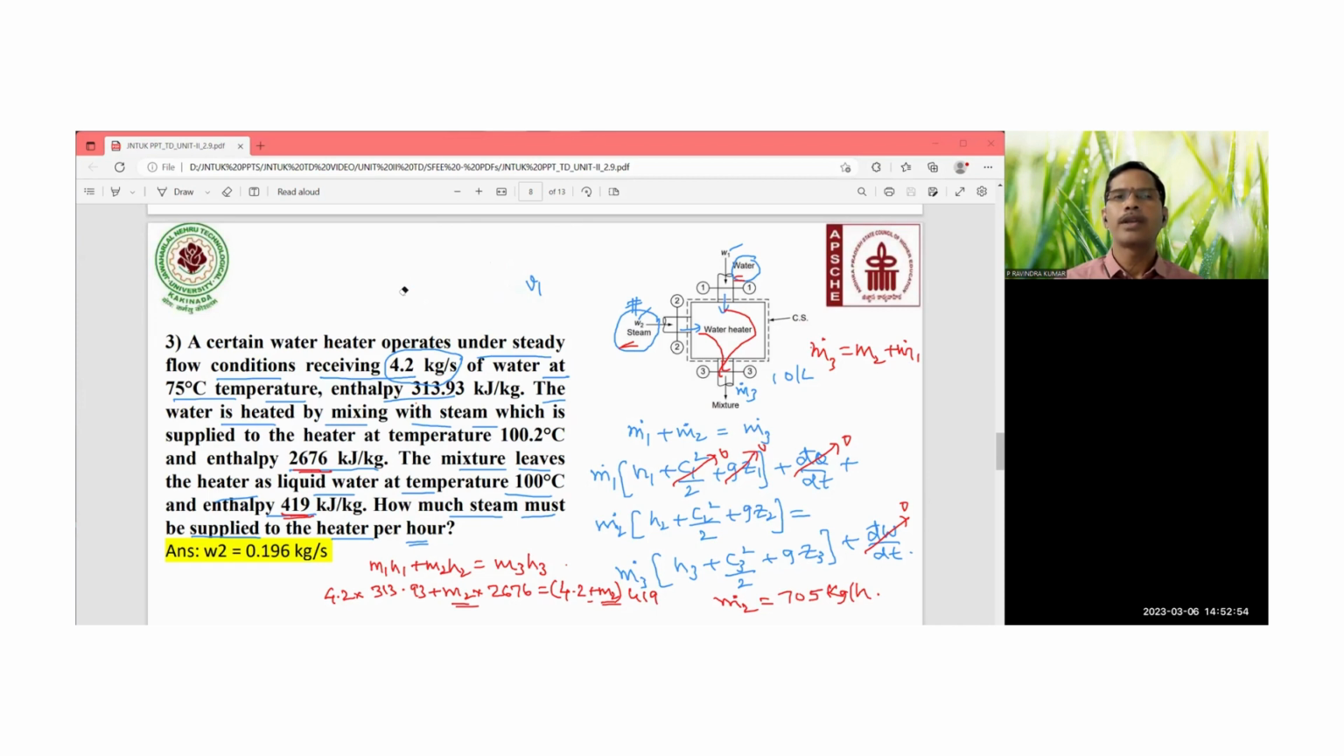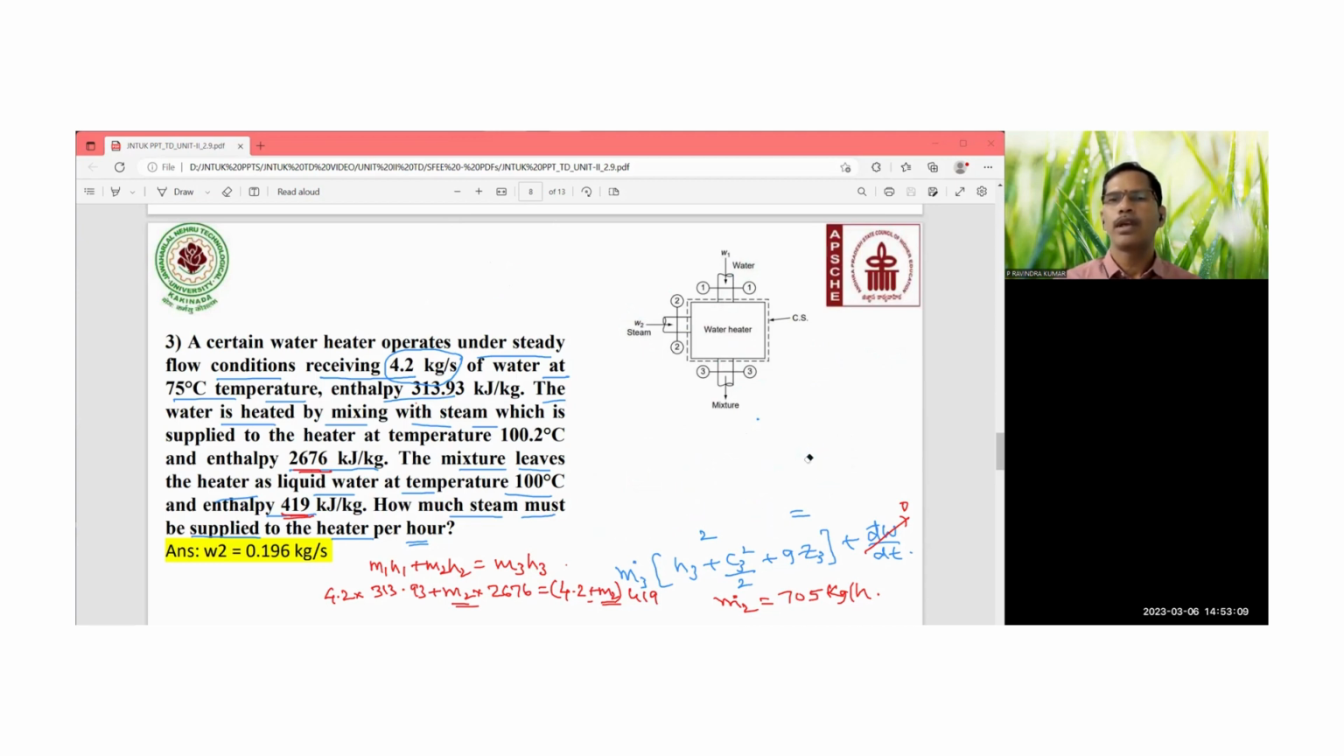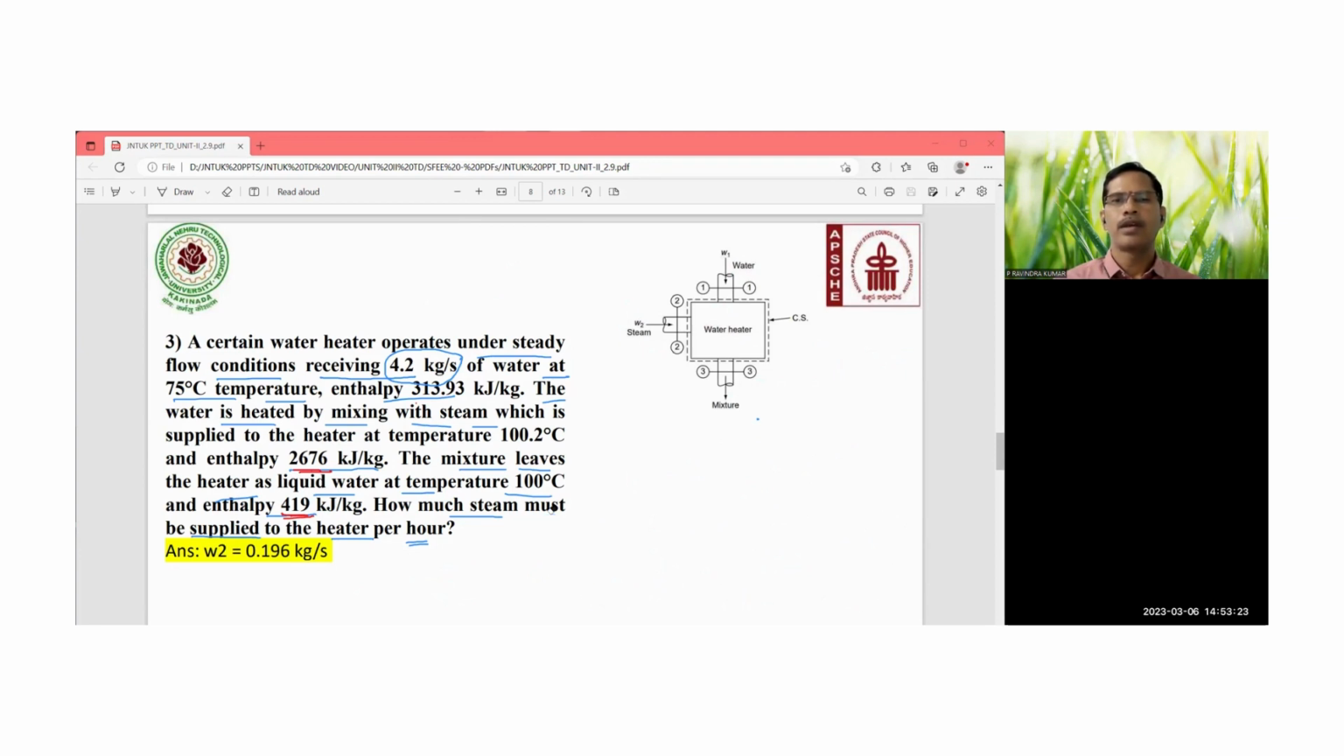So this is the heat exchanger problem, because in your syllabus a separate heat exchanger is also there as an application of the steady flow energy equation. That's why this particular problem is also picked up. In your syllabus there is a turbine, next the compressor, the nozzle, and the heat exchanger. So these are the things there.